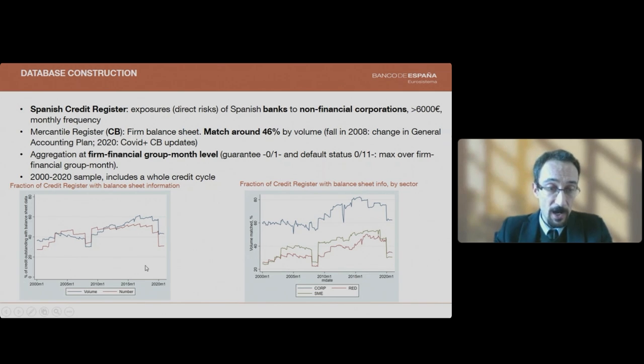Here in the left-hand side graph, we see that for the coverage, there is a slight upward trend, but overall the coverage is around 50%, a little below 50%. And if we look at sectors, we see that the coverage for large corporations is significantly better than for small business enterprises and real estate. But even for those, the coverage is certainly not negligible.